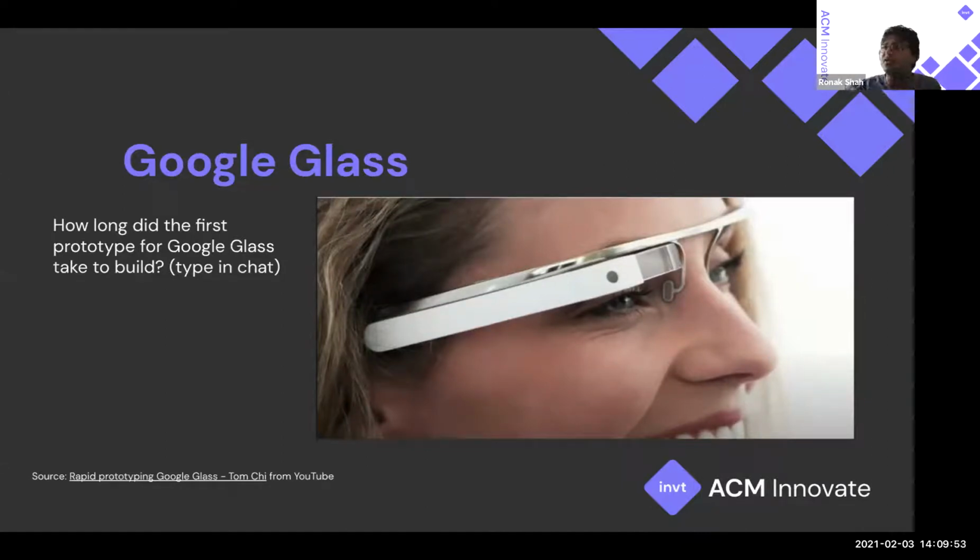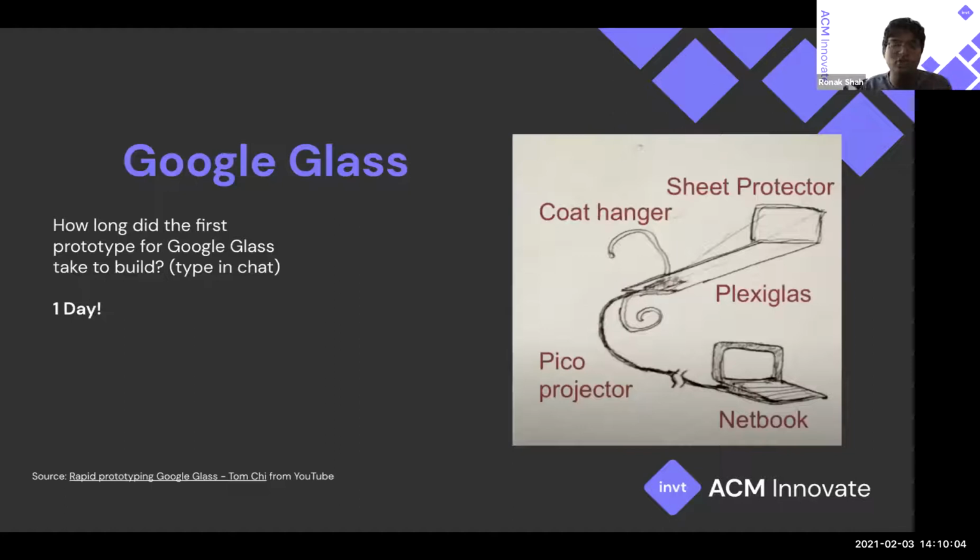So I'm saying 2 years, I'm saying 1 year. Oh yeah, rip, Google Glass was canceled, 1.5 years. Cool. So yeah, with such a complex product, you imagine it would take a long time. So the actual answer is it took them 1 day to build the initial prototype.